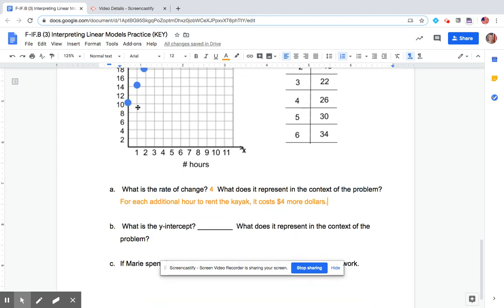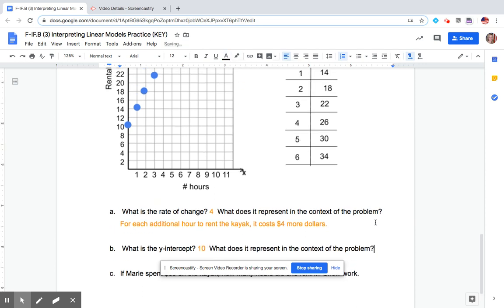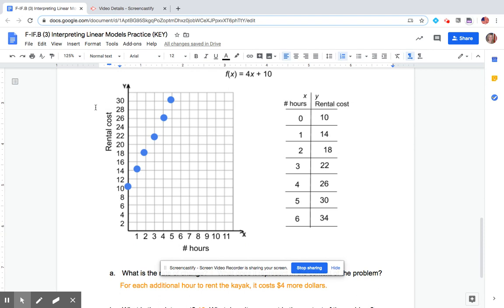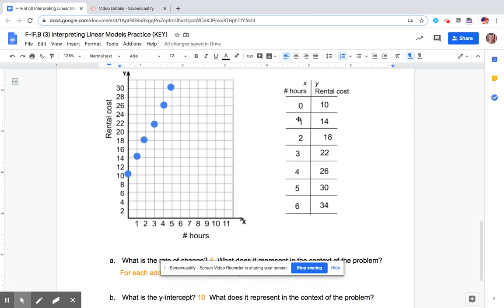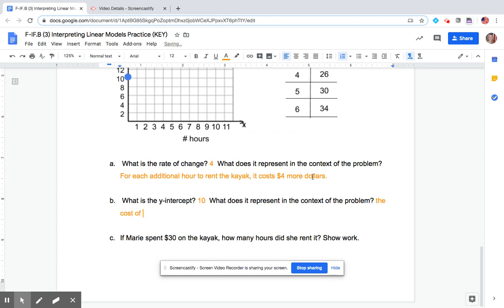And then we talked about the y-intercept of 10. I knew that the y-intercept was 10 from my graph. But what is 10 in the context of this problem? Well, sometimes you can look at your label on your y-axis, but here it's the cost to rent the kayak for 0 hours. In other words, it's the initial value or the flat fee that the problem talked about.